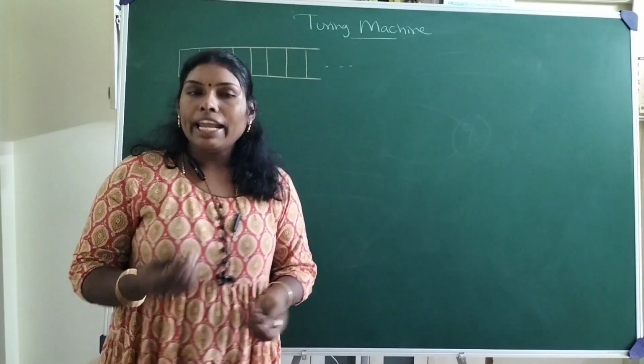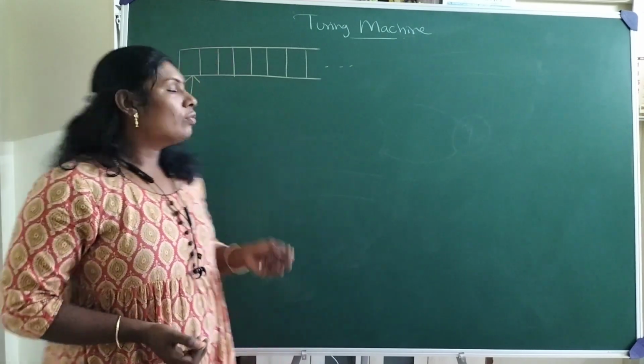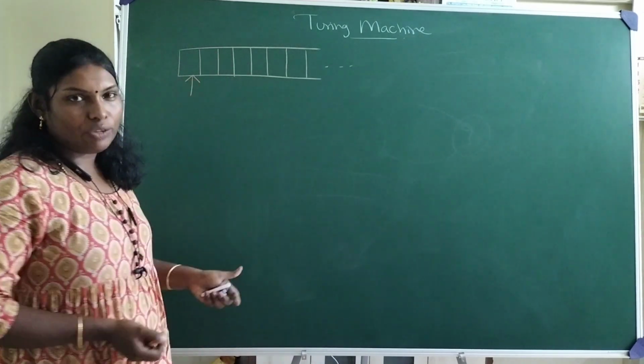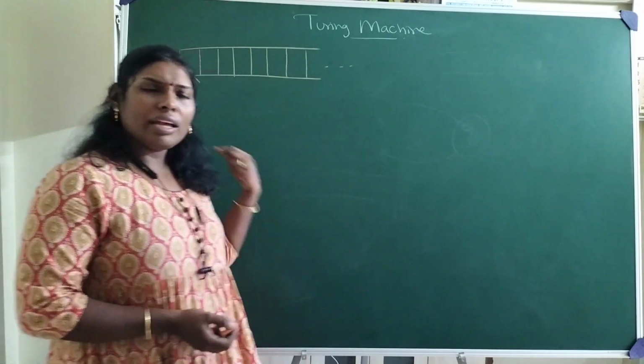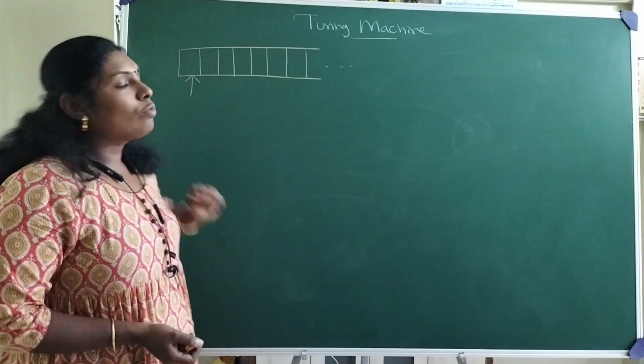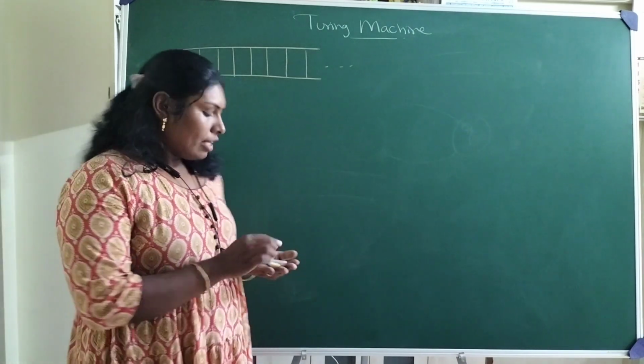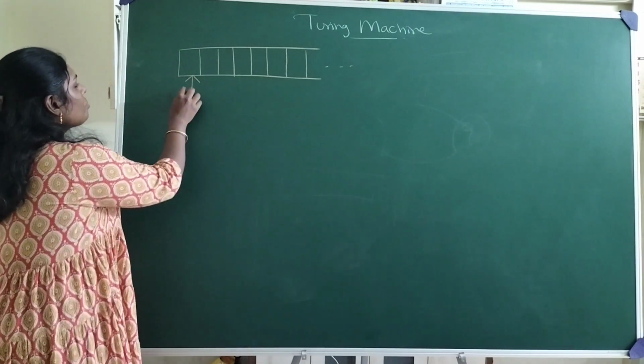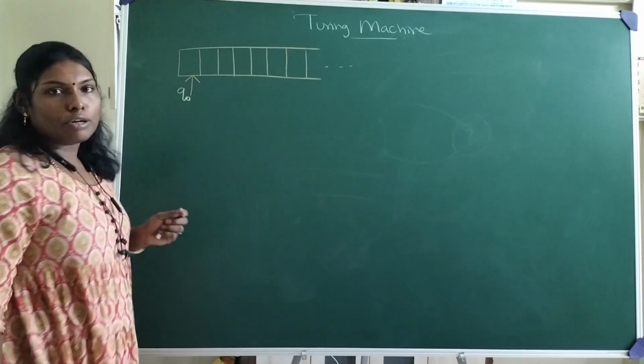So if I take my input as an A-B combination, in one cell I can write either A or B, one alphabet at a time. Similarly, if my input is binary, I can write either 0 or 1 in each and every space. This is the usual constraint, and we start with the starting state Q0.